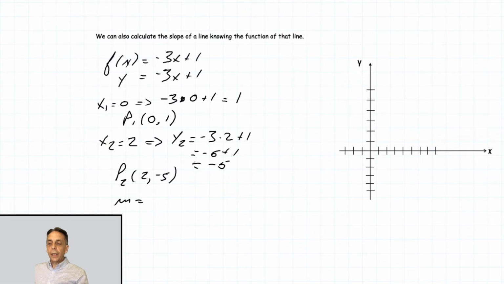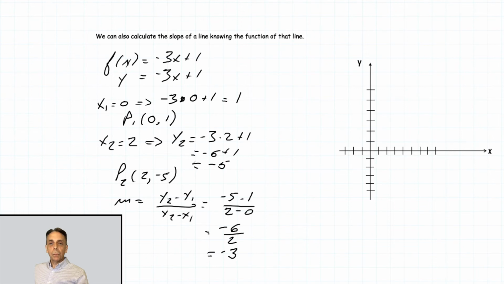So the slope m is given by y2 minus y1 divided by x2 minus x1. We resolve. Minus 5 minus 1 divided by 2 minus 0. And this is equal to minus 6 divided by 2. And we further simplify, and this gives us minus 3. So we found the value of our slope, which is minus 3.